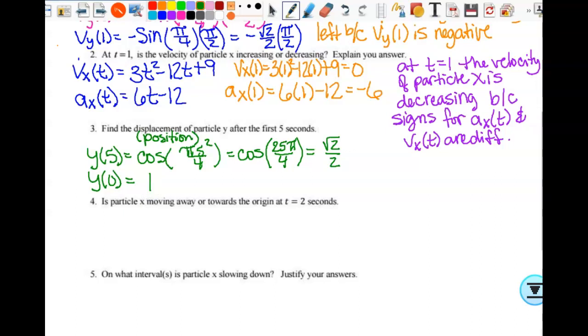So what do I need to do with those two things? I'm actually going to subtract them. Take my final position minus my initial position. So it's the square root of 2 over 2 minus 1. That's the displacement. It has to do with position. Final minus initial. How far you are from where you started. So if I went back to my start, if I started at 0, then 0 minus 0 is 0. Otherwise, you got to subtract. We good? Okay. Questions? All right.